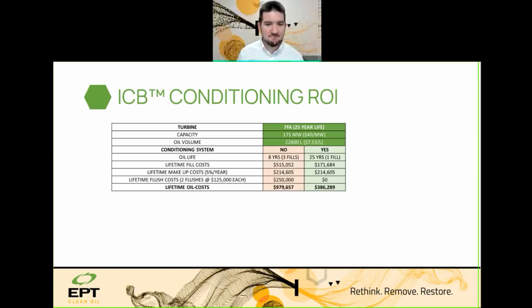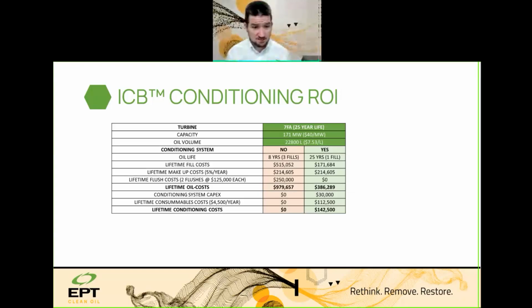So that's 2 flushes over the lifetime of the oil at about 125K each. These aren't cheap. So you see, again, we have some significant savings associated with lifetime costs if you install a conditioning skid up front. Now, of course, this analysis is very one-sided right now because I've not shown the costs of the conditioning skid. So they're not dirt cheap.